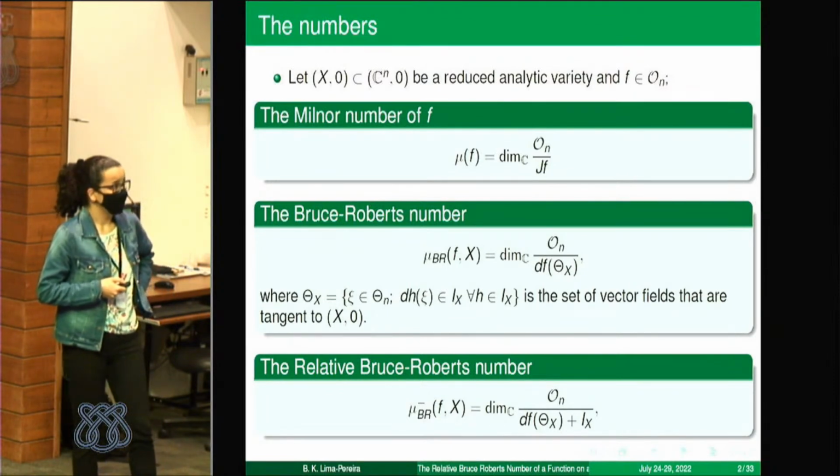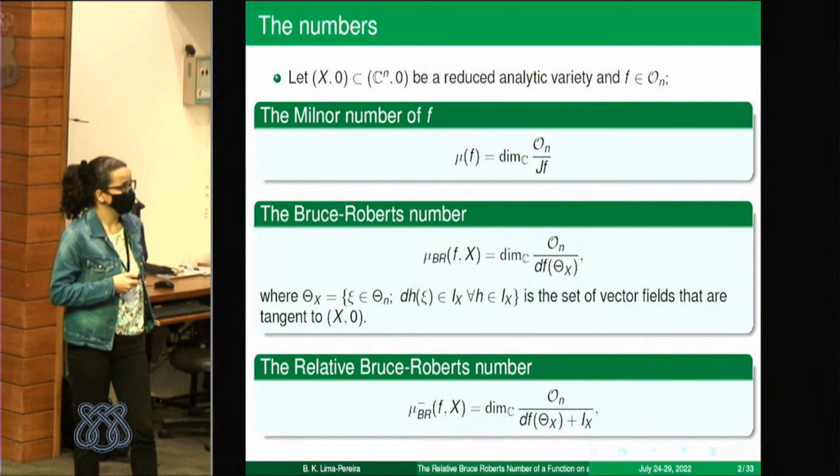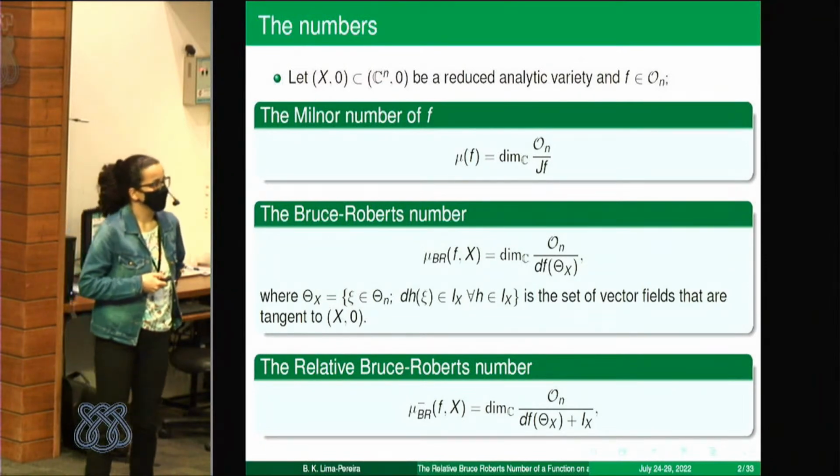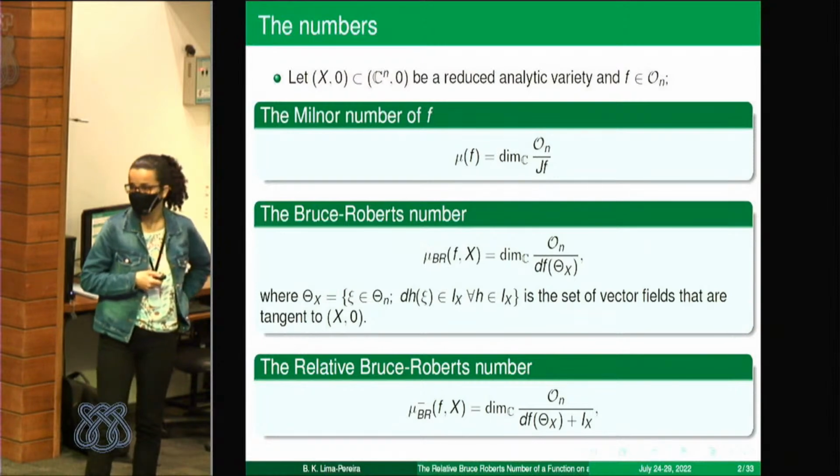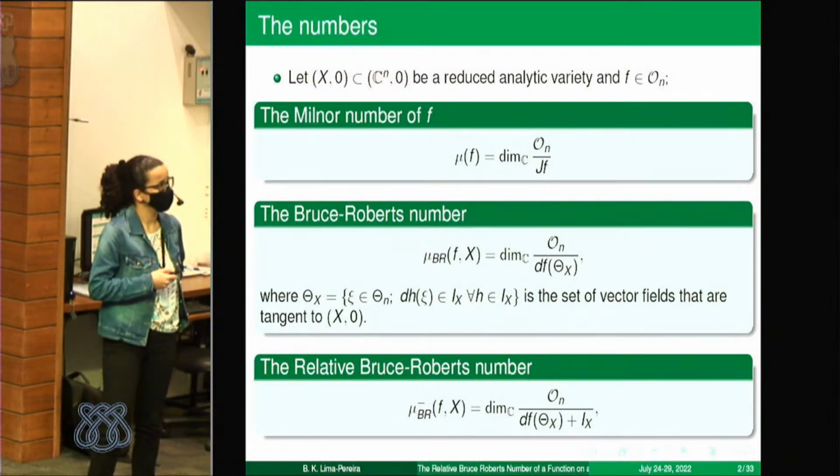Okay. Well, to calculate these numbers, the Bruce-Roberts numbers, is so difficult because this set, theta x, is hard to work with.